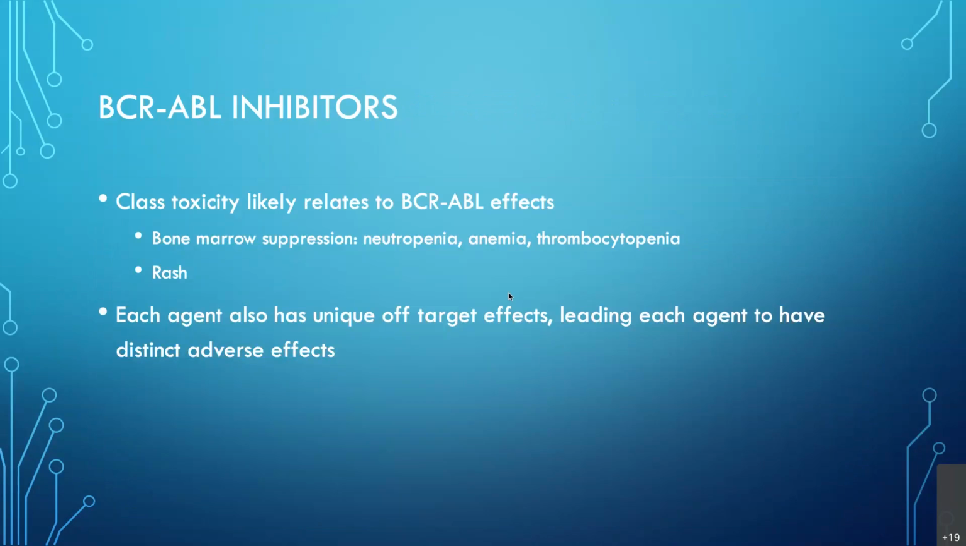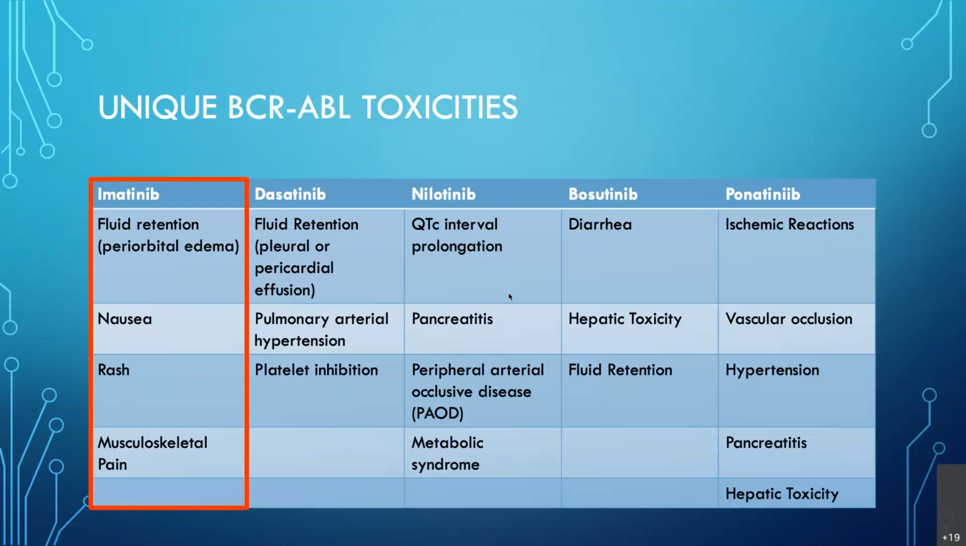Moving on to more class toxicity type effects, bone marrow suppression can occur across the board with these agents, as well as rash. And then agents have different off-target effects as well, leading to a distinct side effect profile. So starting on the left, with imatinib, fluid retention is one of the big warnings with this one, notably periorbital edema. So something to make patients aware of and be watching out for in addition to nausea, rash, musculoskeletal pain.